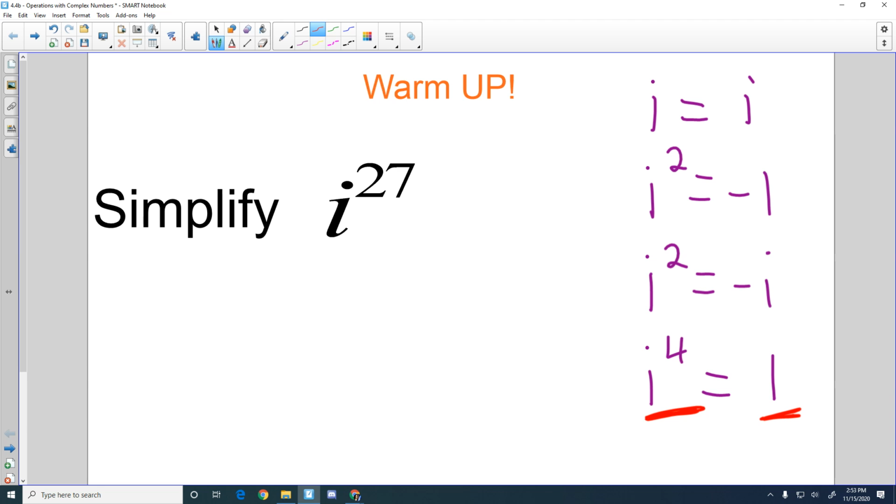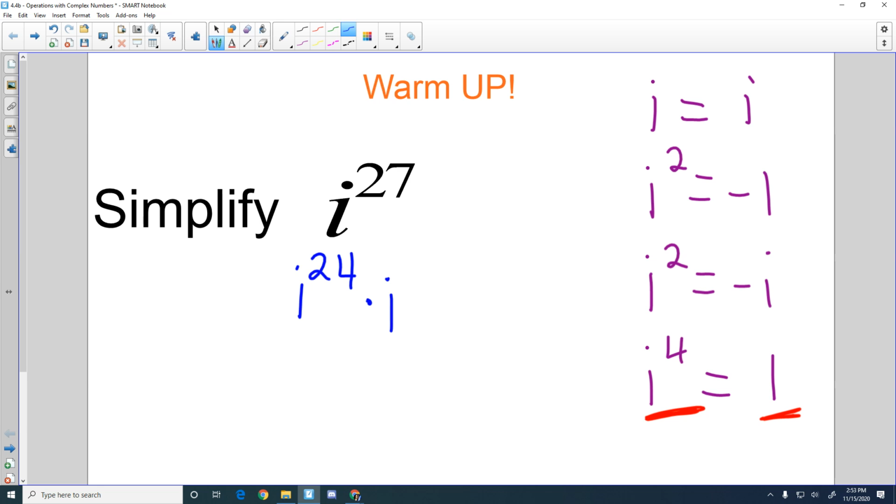And so we go down by 1. We think, okay, how about 26? No, that's not divisible by 4. Okay, how about 25? No, that doesn't work. All right, how about 24? Oh, wait a minute, that does work, right? i to the 24th is divisible by 4. So we know that we can ignore i to the 24th, because that's just going to be multiplying a bunch of positive 1s together.